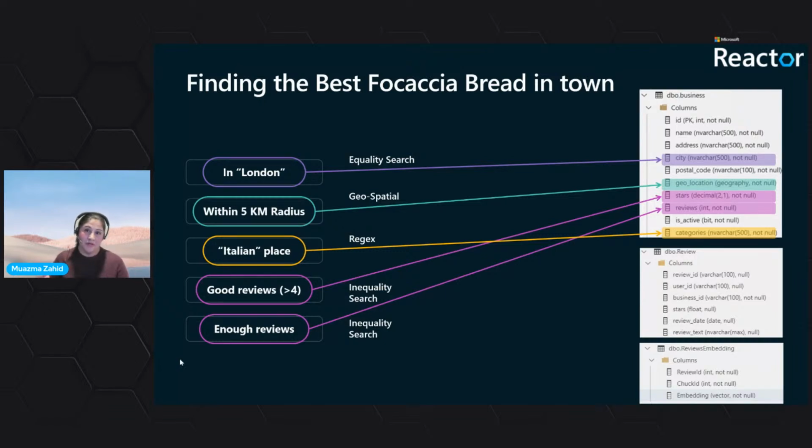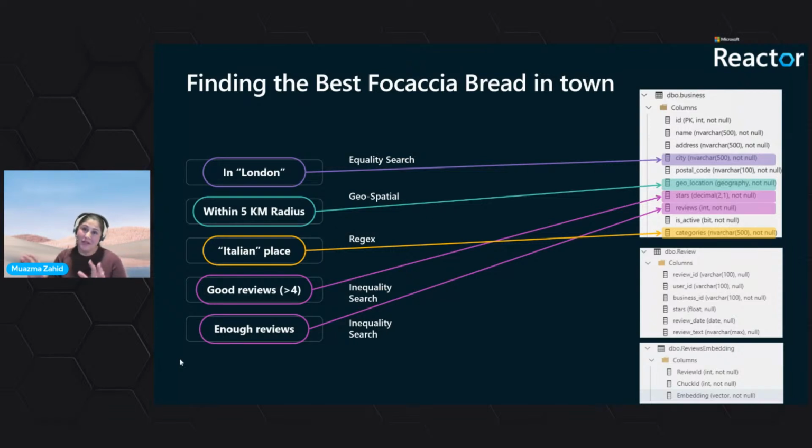Now I know that focaccia bread is served really well in Italian places, so I'm going to search for the Italian pattern as a regular expression on the category column in the table. And then you don't want to just go with any reviews, right? You want at least 4-star plus reviews and a place which has enough reviews, because you don't want to go to a place where maybe friends and family have already provided those reviews.